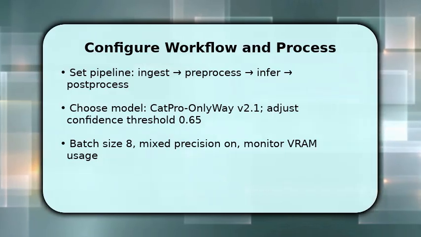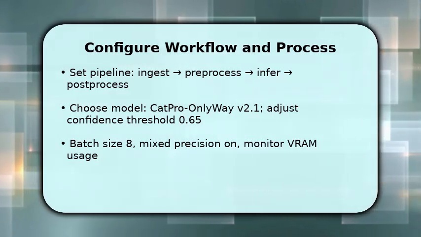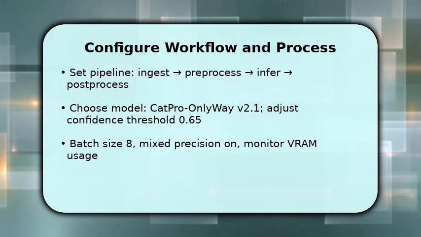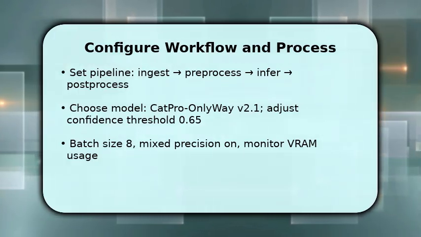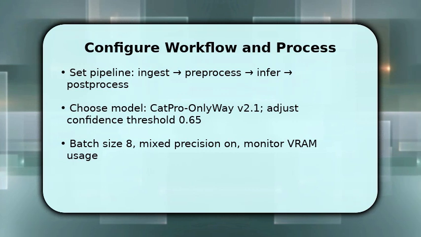Once done, use batch size 8 with mixed precision to accelerate runs while watching VRAM. If memory spikes, reduce batch size. Make sure logging is enabled so you can trace errors during long jobs.